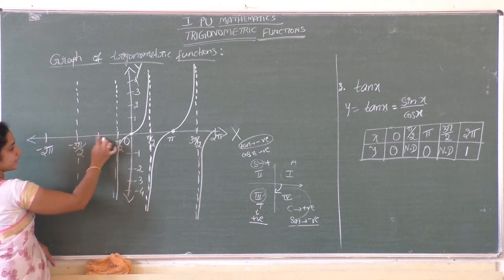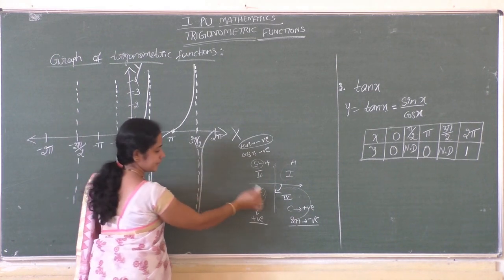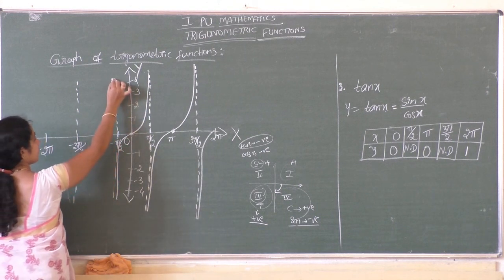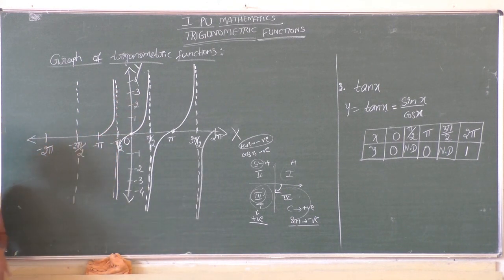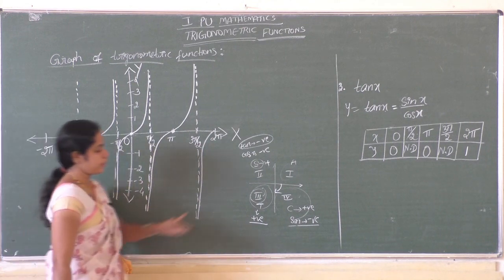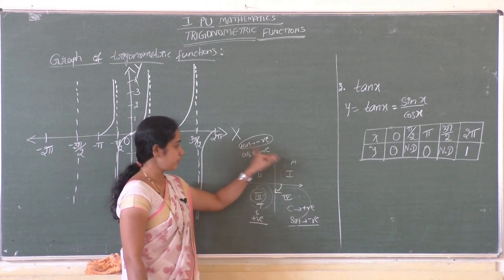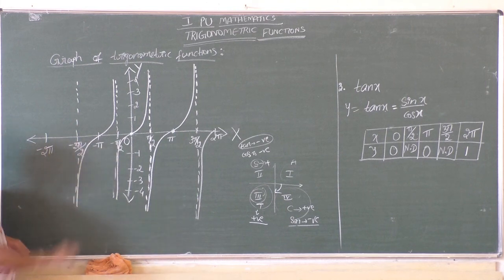Here minus pi by 2 to pi. Minus pi by 2 to pi means third quadrant. In the third quadrant tan is positive, so infinity to 0. Minus pi to 3 pi by 2. Second quadrant tan is negative, so like this.